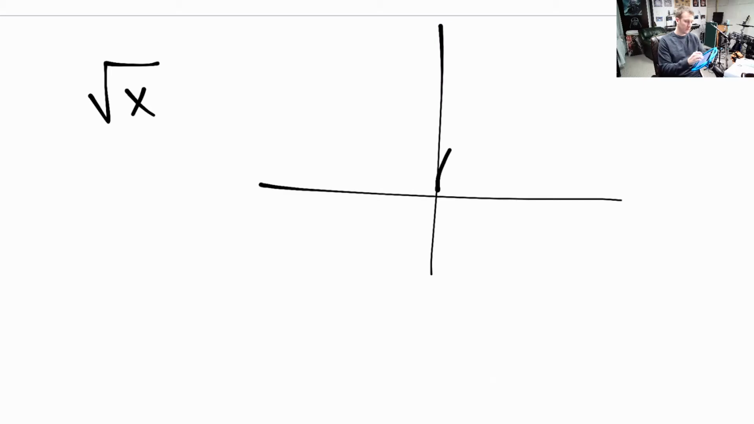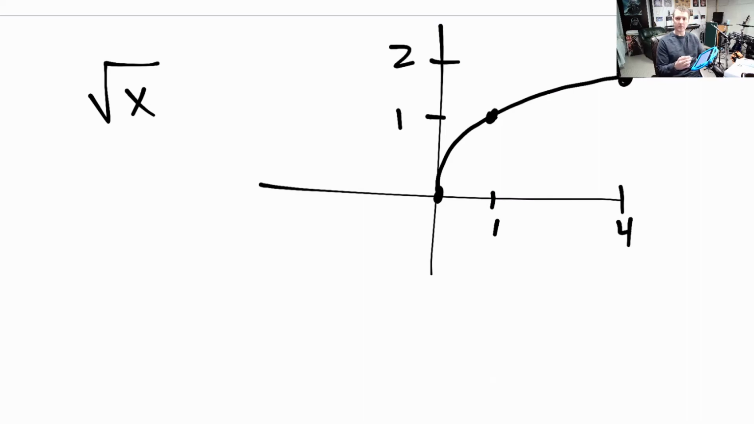What are some nice examples of this? Square root of x looks like this. 0, 0, 1, 1, 4, 2, right? These are easy numbers to take square roots of. So what about the square root of negative x? Plug in 0, we get 0, so square root of 0 is 0. I'll graph this one in red. 0, 0. We plug in 1. We get negative 1. Yikes, can't do that.